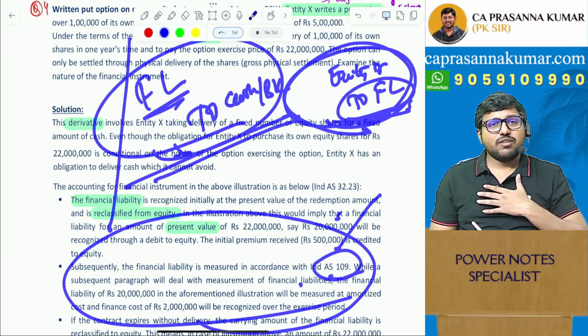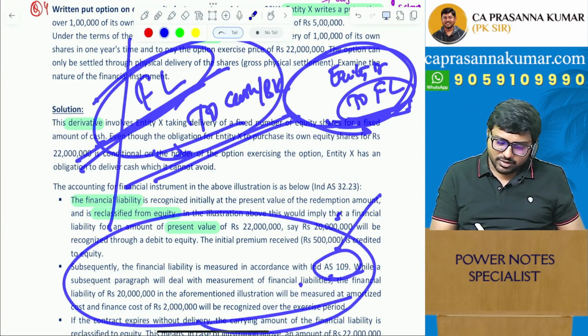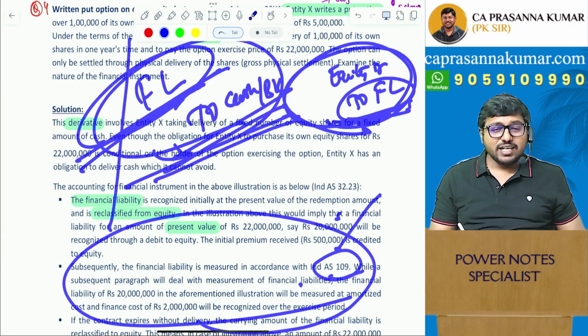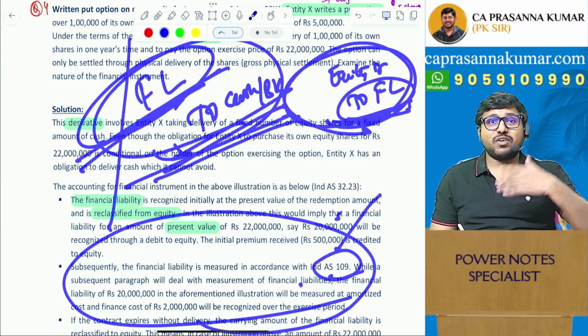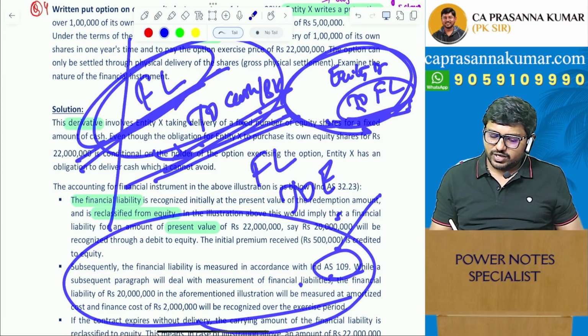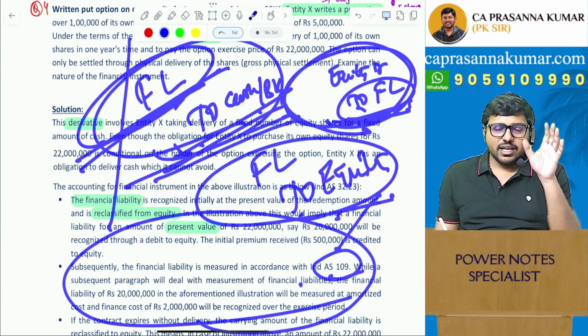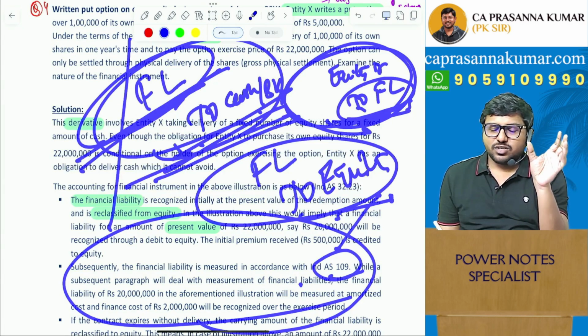Correct? Therefore, what will I do? I no more need the financial liability. So financial liability will be debited. But instead of crediting cash or bank, because I don't have an obligation to pay cash or bank, I will credit equity again. So exactly the opposite entry will be there. Financial liability to equity. Again, it will go under equity only. You understand the point?